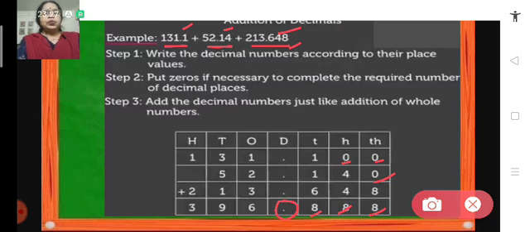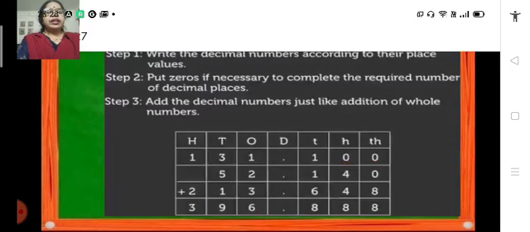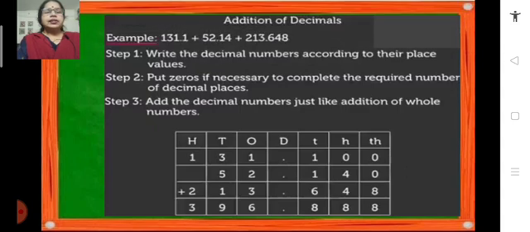Then we come to the ones. We add the ones. 1 plus 2 plus 3 becomes 6, isn't it? And then we come to the tens place. 3 plus 5 plus 1 becomes 9. And then we add the digits in hundreds place, that is 1 plus 2, it becomes 3. So what is the answer that we get? It is 396.888.